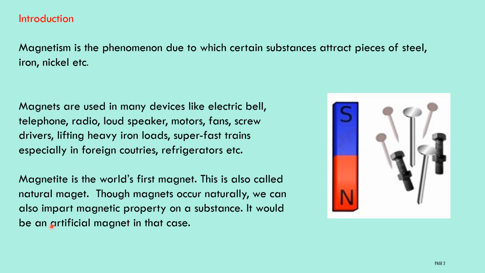We can also impart magnetic property to a substance. It would be an artificial magnet in that case. You can impart, otherwise you can induce, some magnetic property to a particular substance. That magnet we call an artificial magnet, because an artificial magnet is a man-made magnet.